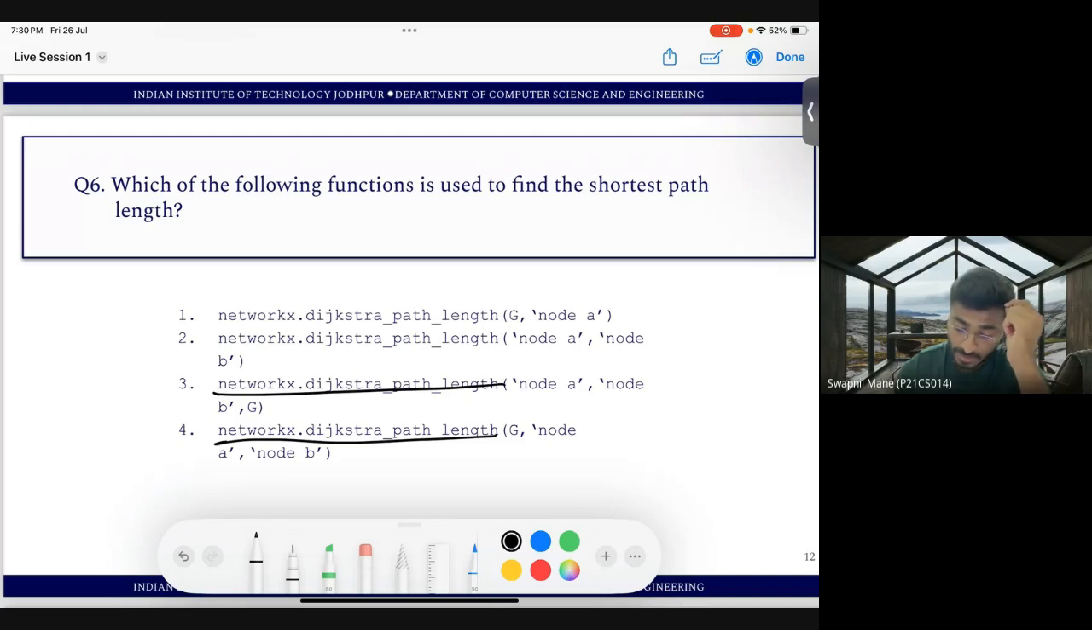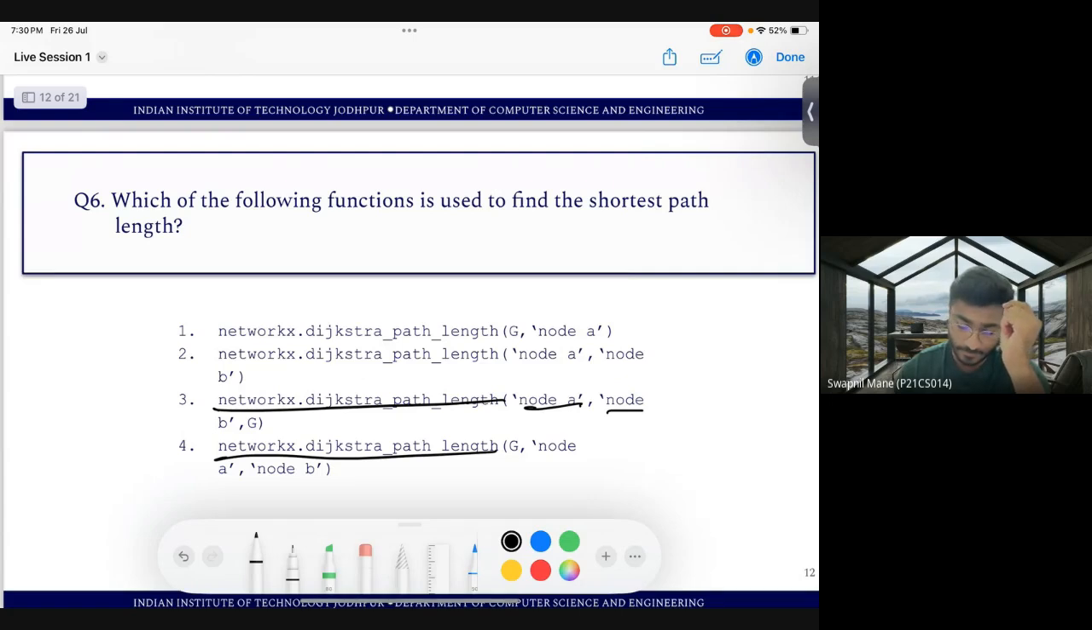Okay. So here, node A. So what do you think? Which one is correct actually?